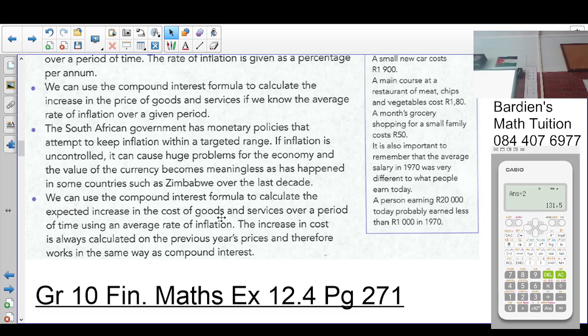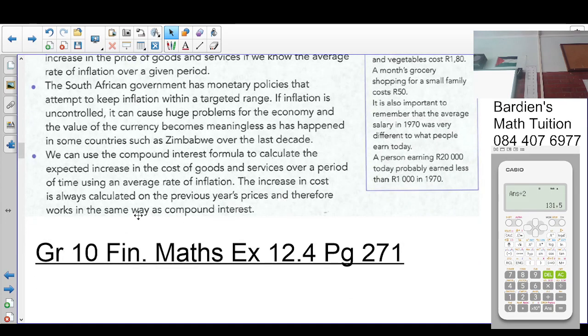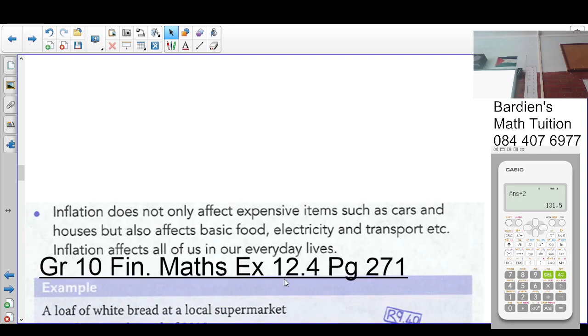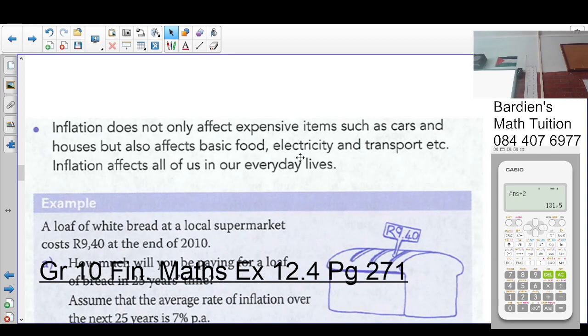We can use a compound interest formula to calculate the expected increase in the cost of goods and services over the period of time using the average rate of inflation. The increase in cost is always calculated on the previous year's price. Because it's calculated on the previous year's price, that is why we use the compound interest formula. Therefore, it works the same way as compound interest. Inflation does not only affect expensive items such as cars and houses, but also basic food, electricity, transport, etc. Inflation affects all of us in our daily life.